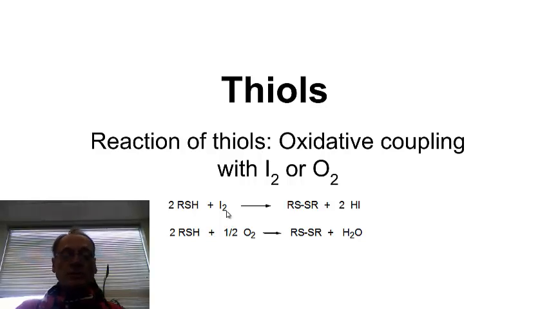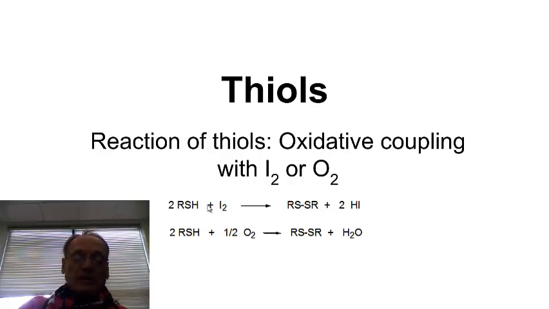But if we just use I2 or good old O2, what happens is the two molecules of the alkane thiol link together at the sulfurs, so we actually form a sulfur-sulfur bond, and this is what's called a dialkyl disulfide. So we're forming what's sometimes referred to as a sulfur-sulfur bridge. By the way, this is important in biochemistry, so you will see this again when you take biochem. Or if you use O2, the same thing happens. You get the dialkyl disulfide.